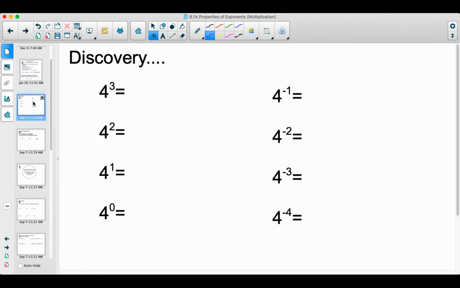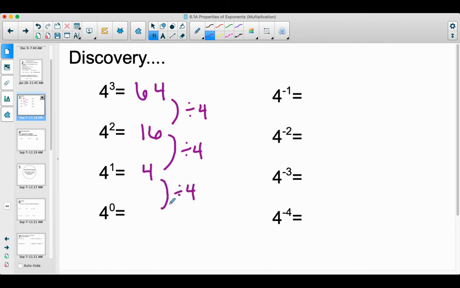So let's do a little discovery here. 4 to the third power, if we calculate that, is 64. 4 to the second is 16. 4 to the first is 4. So let's think about what's 4 to the 0. Well, from here to here, I'm dividing by 4. 64 divided by 4 gives me 16. When I go 16 to 4, if I divide 16 by 4, I get 4. So let's continue this pattern. If I take this 4 and I divide it by 4, 4 divided by 4 is 1. So anything to the 0 power is always equal to 1.